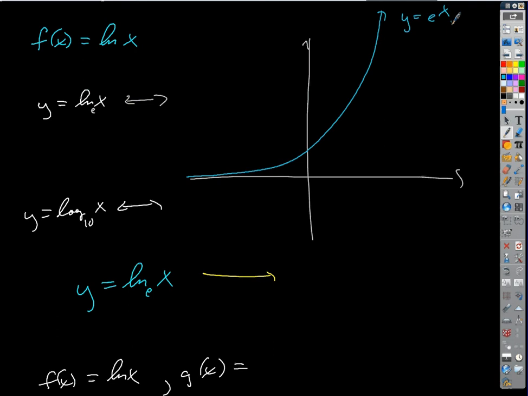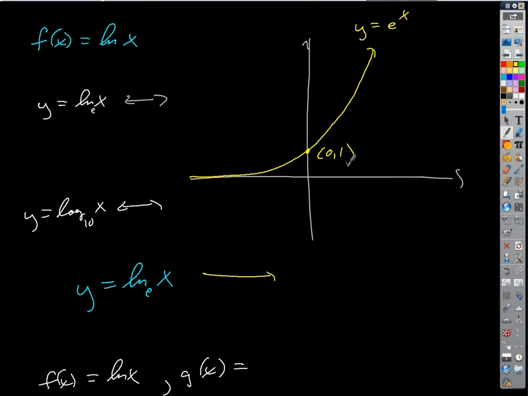Let me make this a different color too, because I want to save the blue for the log x. So we'll make this yellow. That's what I meant to do. It comes from the negative x-axis and it crosses the y-axis at the point (0, 1), because anything to the 0 is 1, right? And then it increases exponentially.